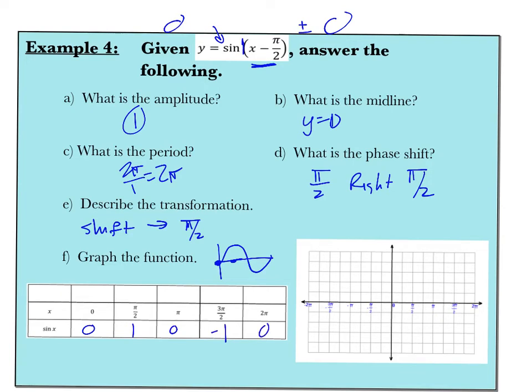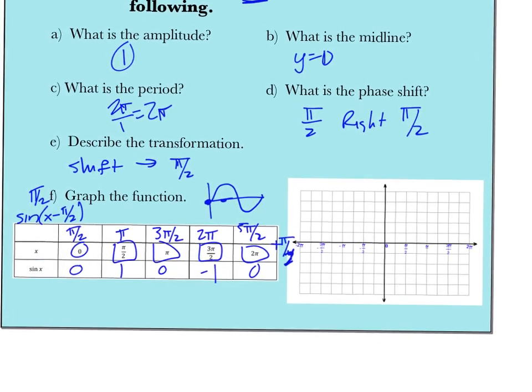Now I take my x and I subtract pi over 2. What does that do? I end up adding pi over 2 to everything. So this becomes pi over 2. This becomes pi. This becomes 3 pi over 2. This becomes 2 pi. This becomes 5 pi over 2. Basically, I take these and I add pi over 2 to all of those x's.